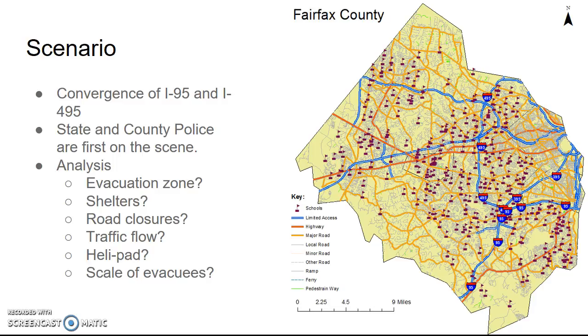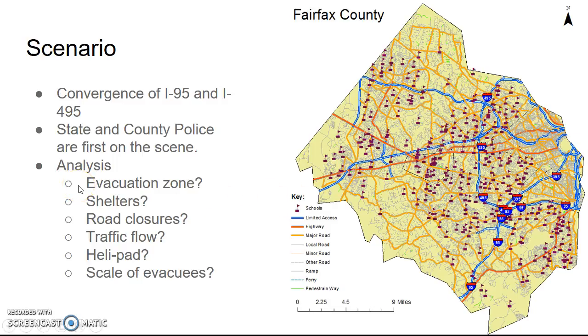So the scenario breaks down to this area right here in the southeast portion of Fairfax County, where 95, 495, and 395 converge onto one another. The state and county police were the first ones on the scene and got a GPS waypoint of where the actual incident took place. And it took place on an on-ramp going from 95 to 395.